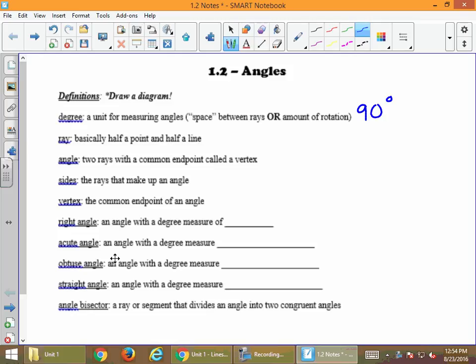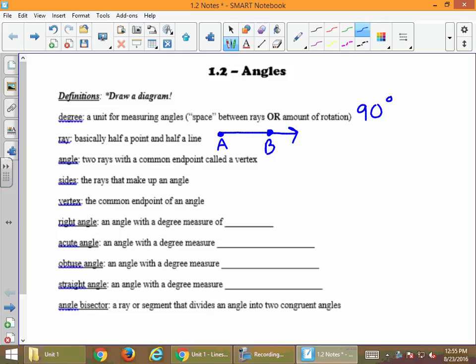A ray is basically half a point and half a line. So it would look like half a point, we'll say it's point A. And then from point A, it's going to have half a line. Somewhere on that line, there's going to be another point. Let's call it point B. Questions? That's a ray. And we'll get into how to name rays in a second, very similar to naming lines.